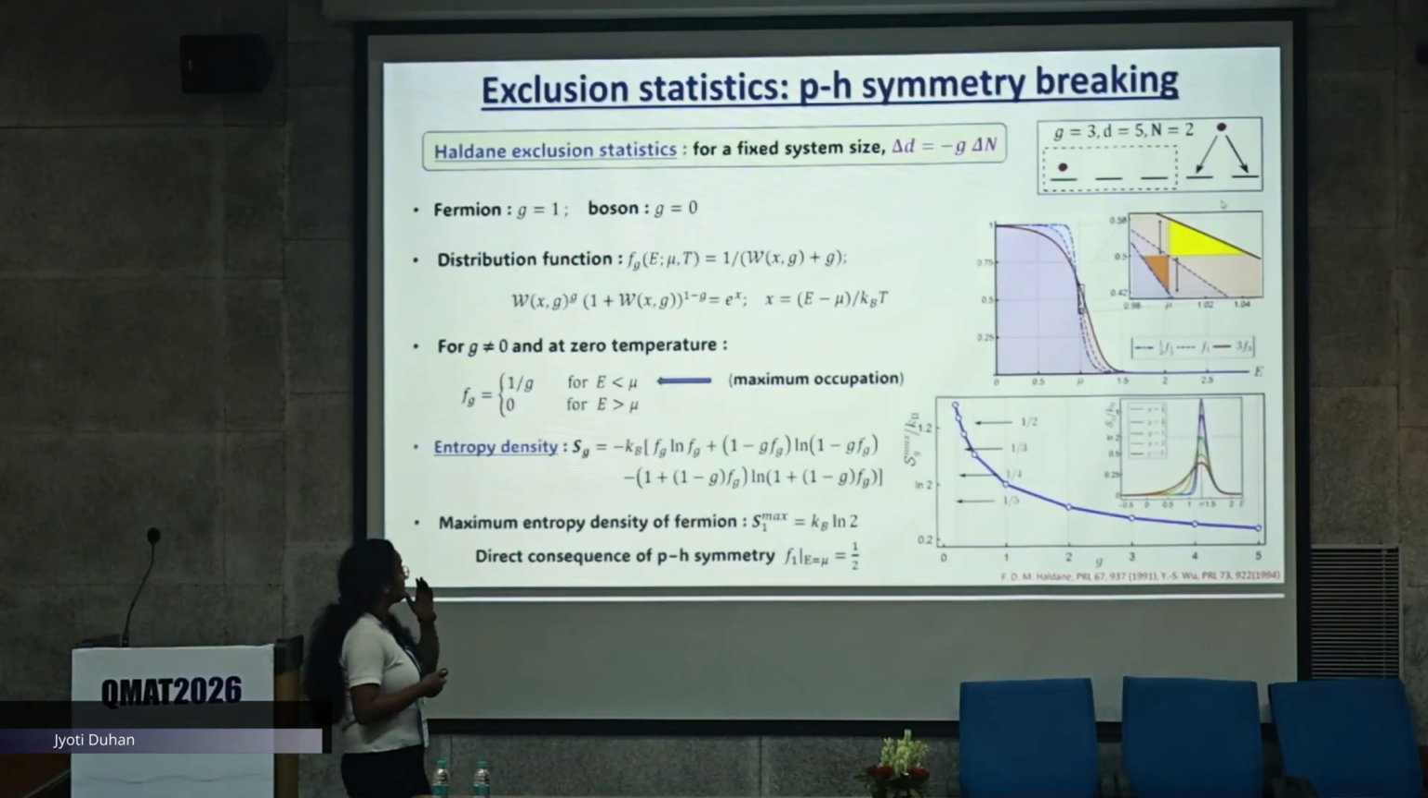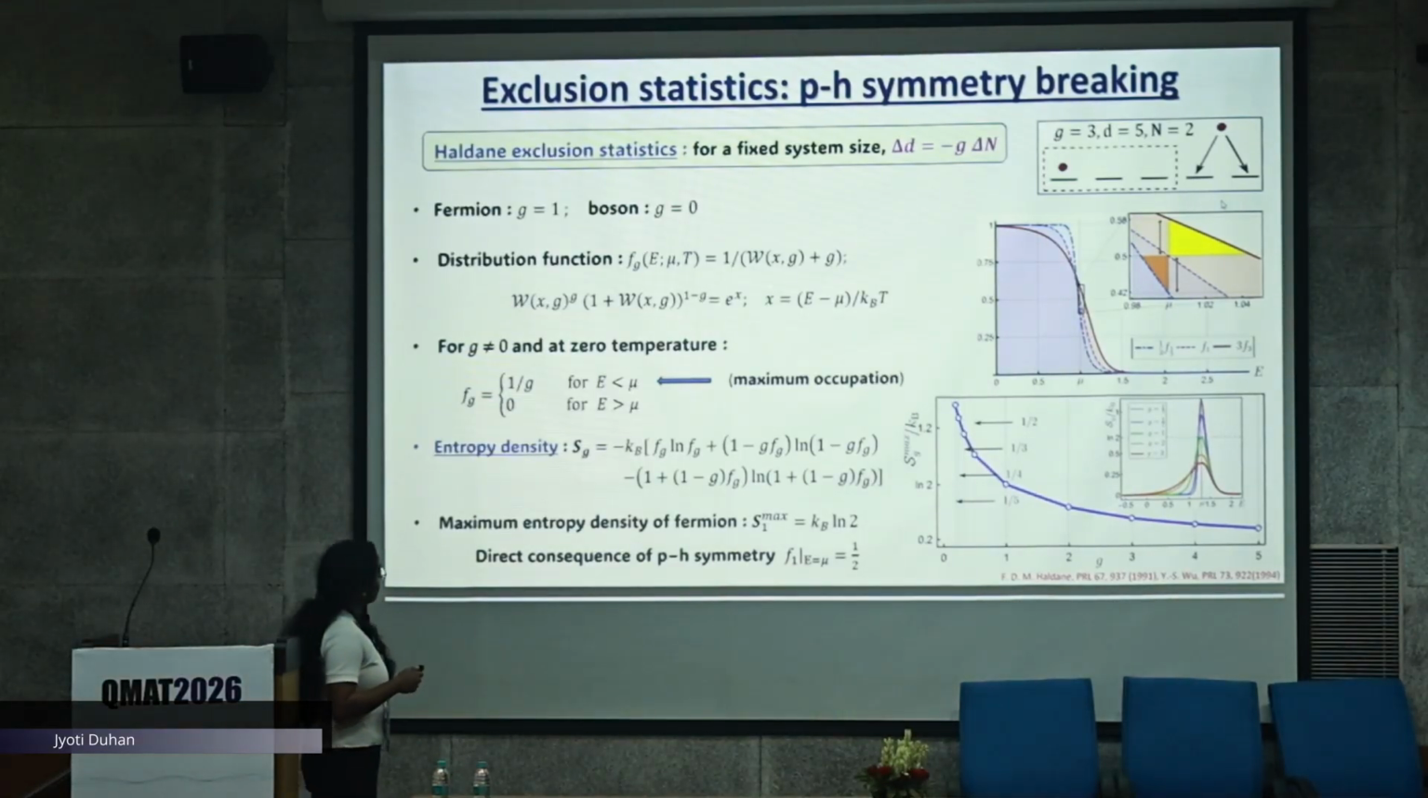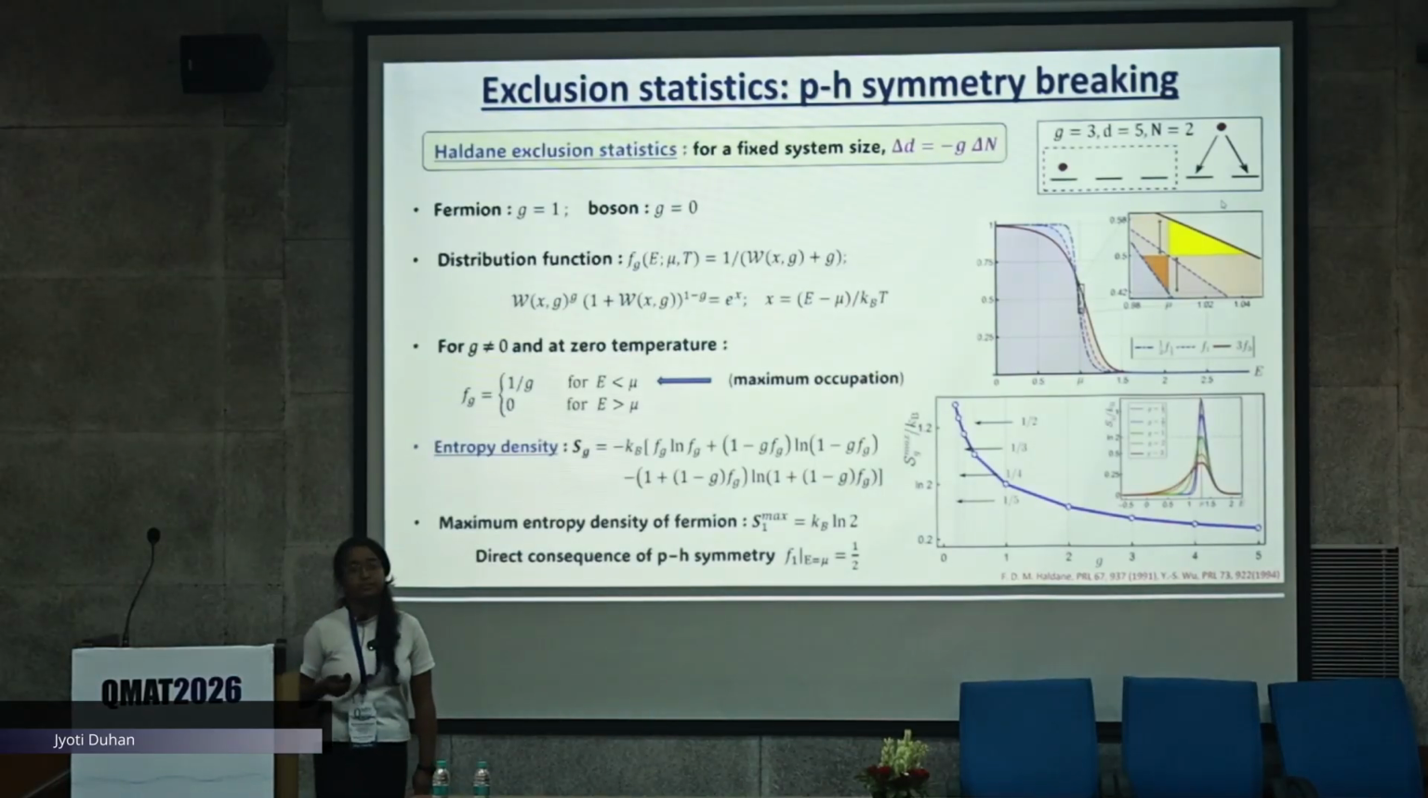That means bosons do not exclude each other, and for fermions, G is equal to 1, which recovers the Pauli exclusion statistics. So Wu gave the distribution function. This is the distribution function, and if we calculate the entropy density, it has a maximum at around the chemical potential. But the maximum entropy density deviates from the value of k_B log 2 for G not equal to 1, which is a direct consequence of particle-hole symmetry breaking.